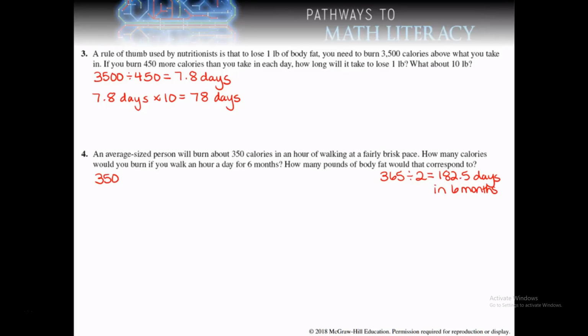63,875 calories. Now, the next question then is, how many pounds of body fat would that correspond to? Well, we'll take the 63,875 calories and divide it by the 3,500 that we know it takes to burn a pound of body fat, and that comes out to about 18.25 pounds.